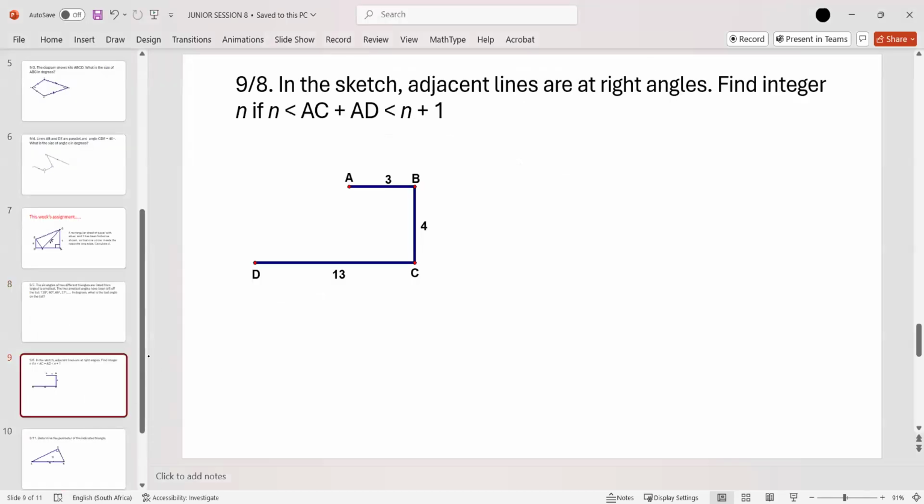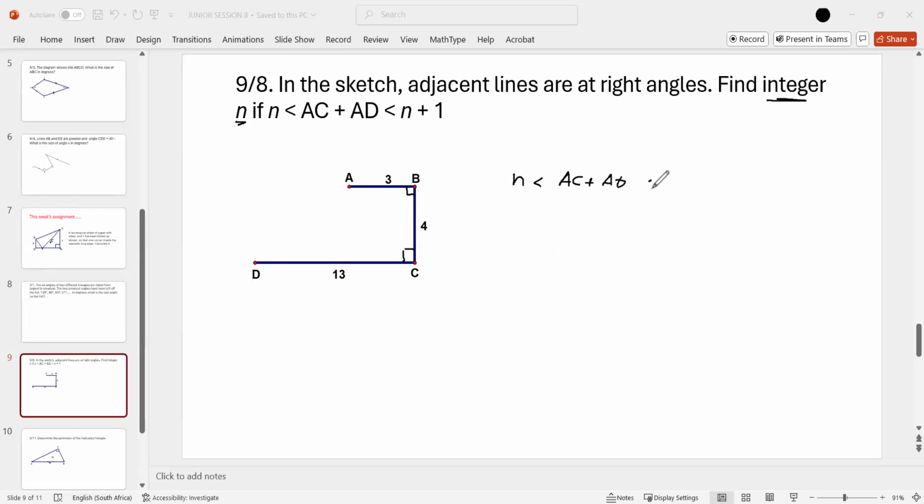Okay, so the next problem is this one. In the sketch, adjacent lines are at right angles. So you got, this is 90 degrees, this is 90 degrees. Find the integer n, that's a whole number, such that n is less than AC plus AD, less than n plus 1. Okay, so now I need to work out what AC is.